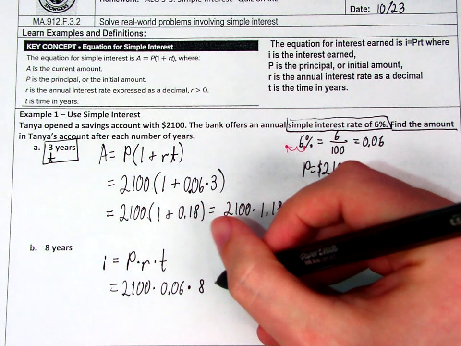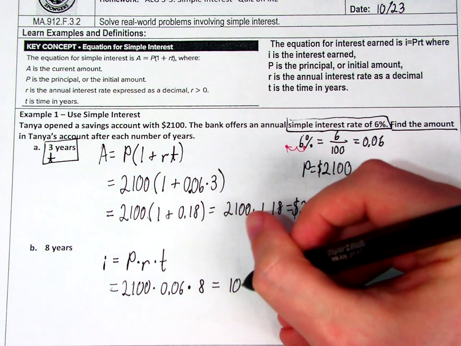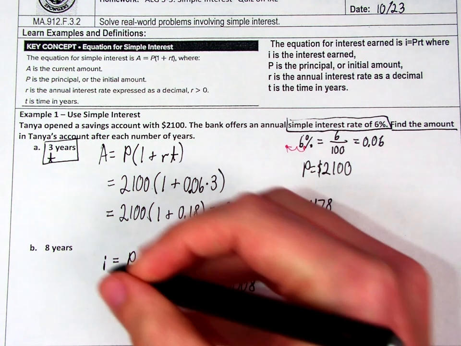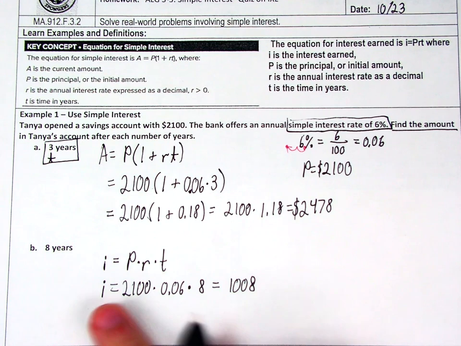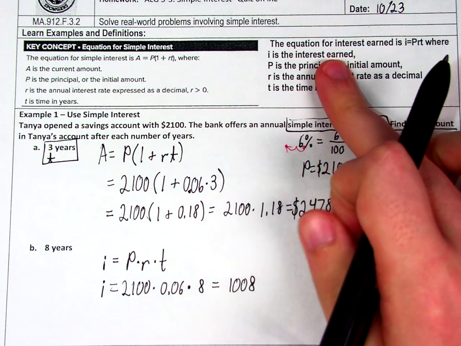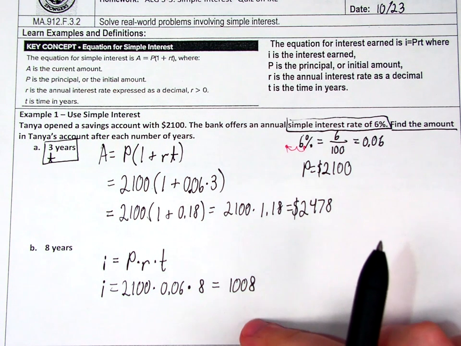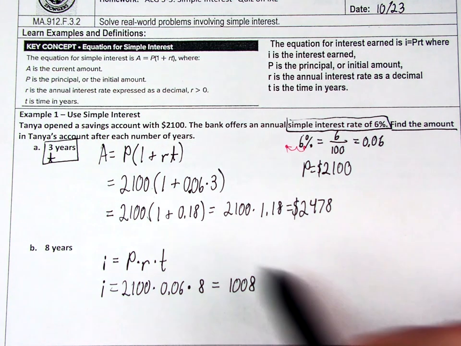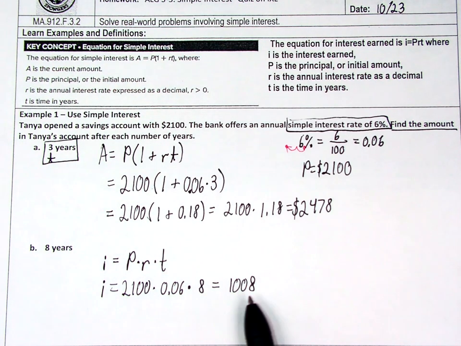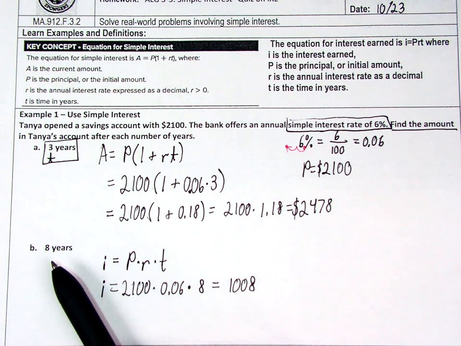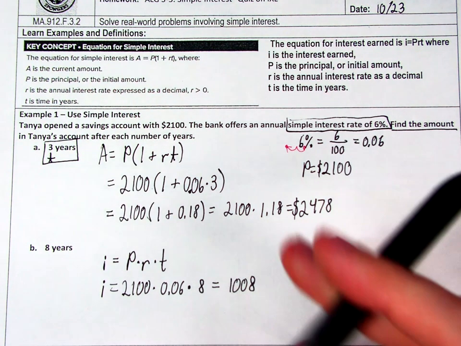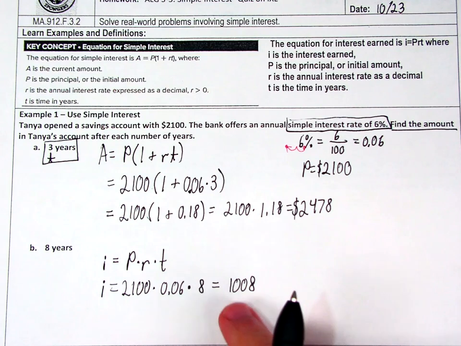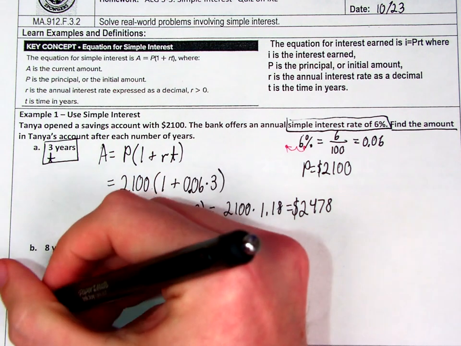We multiplied all that out and got 1,008. So what this means is that the interest earned, notice it's the interest earned, is $1,008. So Tanya's earning $1,008 after 8 years, but that's not how much she has total. If we want to find the amount she has total, we're going to have to add up the interest earned and the principal.